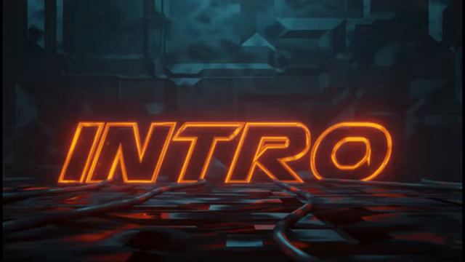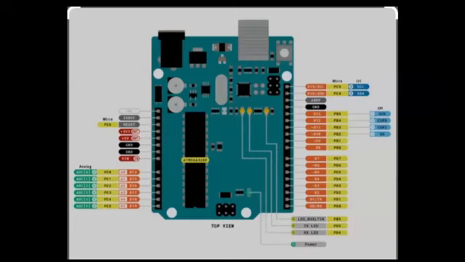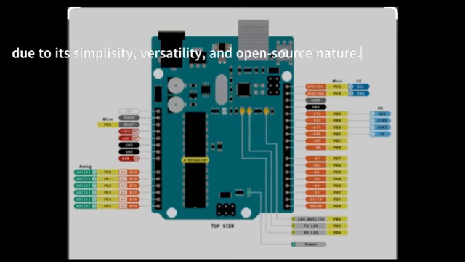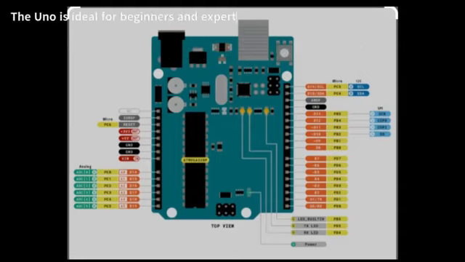So guys, in today's video we are going to discuss Arduino Uno. Starting with some specifications: Arduino Uno is a popular microcontroller board based on the ATmega microcontroller. It is part of the Arduino family and is widely used in electronics projects due to its simplicity, versatility, and open source nature. The Uno is ideal for beginners and experts alike, offering an easy to use platform for developing embedded systems and learning programming.